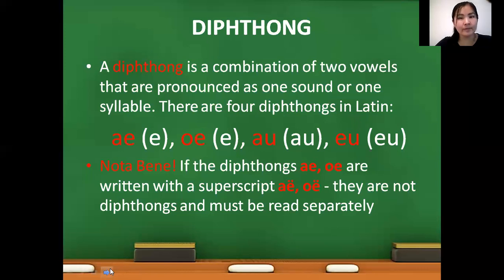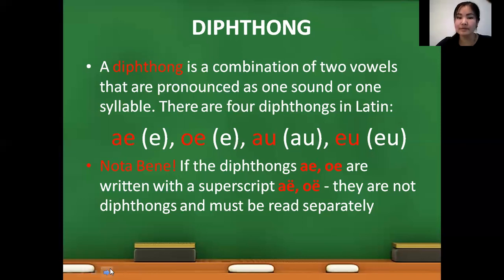Nota bene, which means pay attention. And nota bene we use before some exceptions or some important material to remember. So, if the diphthongs ae and oe are written with the diaeresis, two dots, you can see, they are not diphthongs and must be read separately.